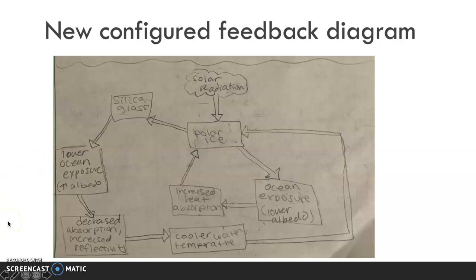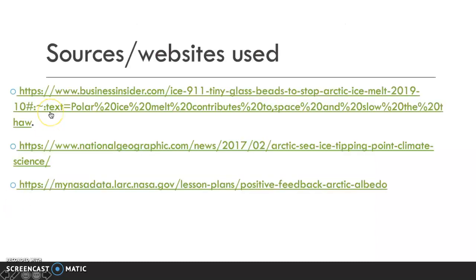So that is my solution to the feedback problem, to my model system problem, which was the polar ice caps melting. And then here are some of the websites I used to figure out the solutions and then just see the feedback loop altogether. Hope you enjoyed and learned a little bit more about the ice caps melting and the albedo effect. Thank you.